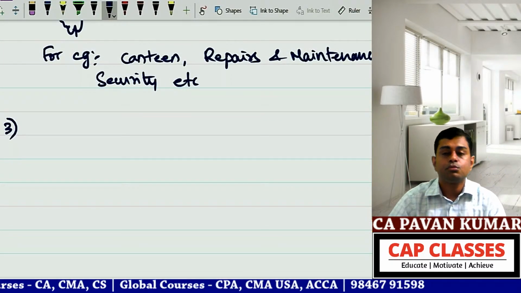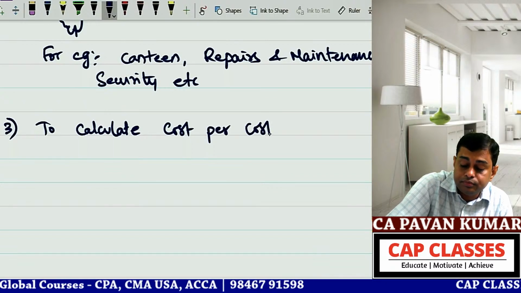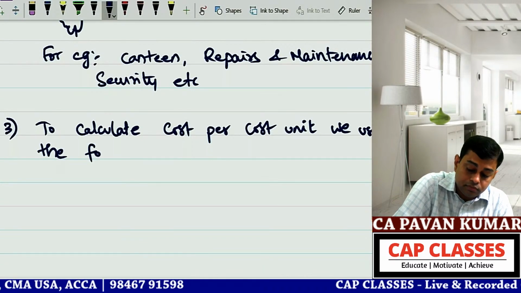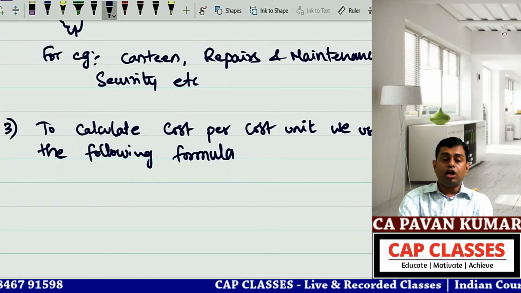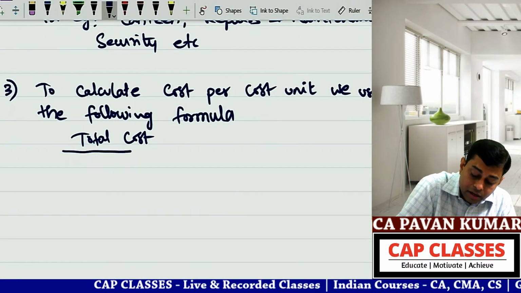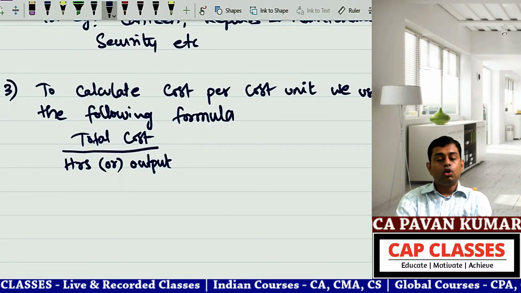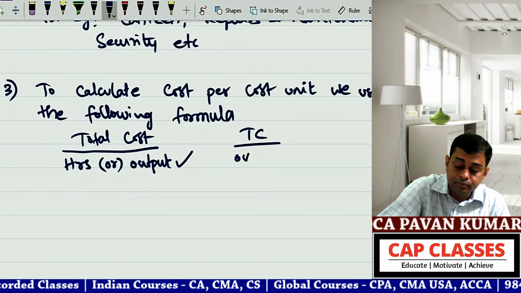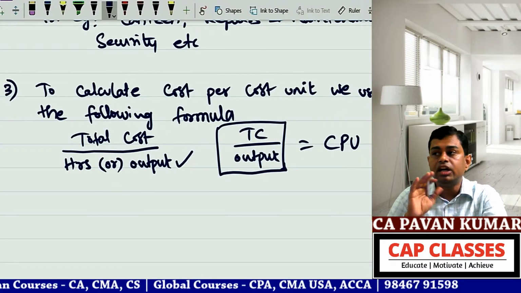Next, point number 3. To calculate cost per cost unit, we use the following formula. Total cost divided by, either we can consider number of hours or we can consider output. Normally we take total cost divided by output. Okay, what is the formula? Cost per unit is equal to cost divided by number of units produced or output.